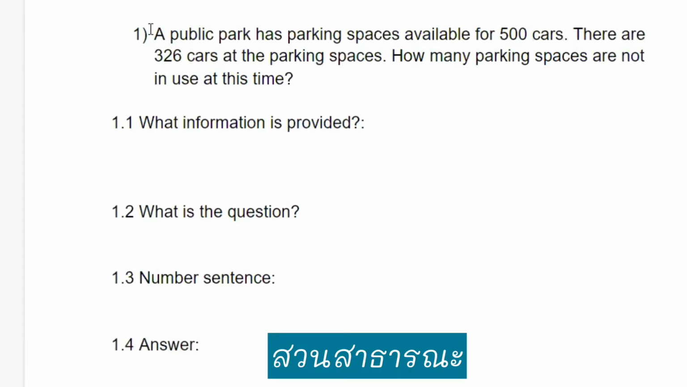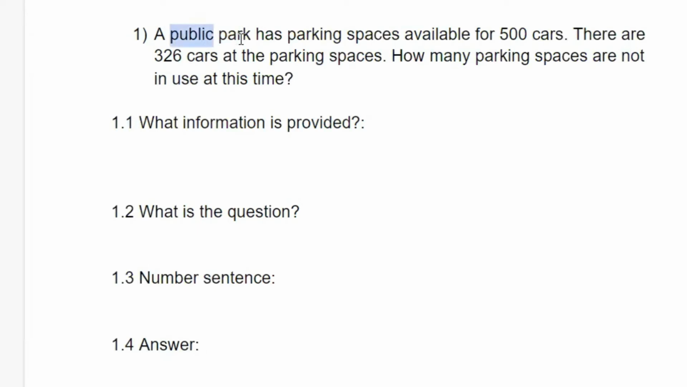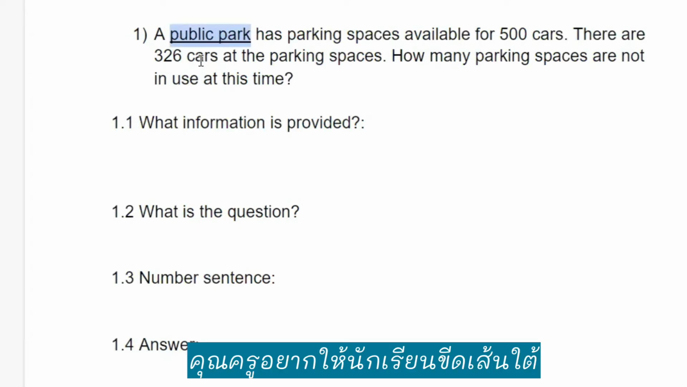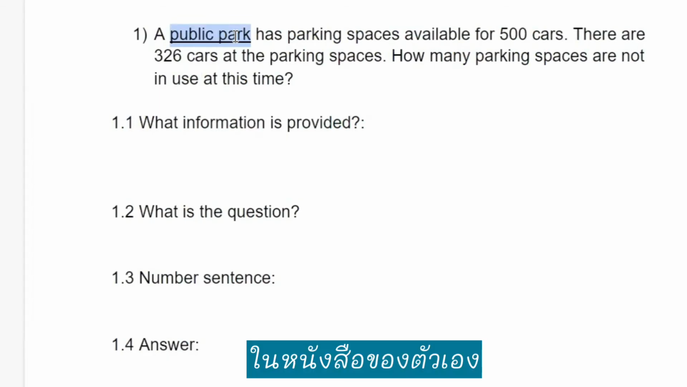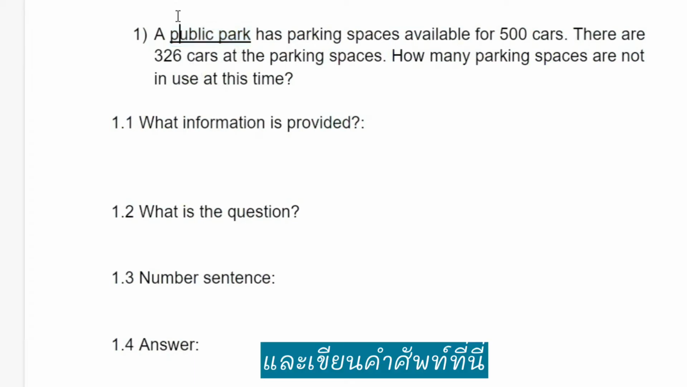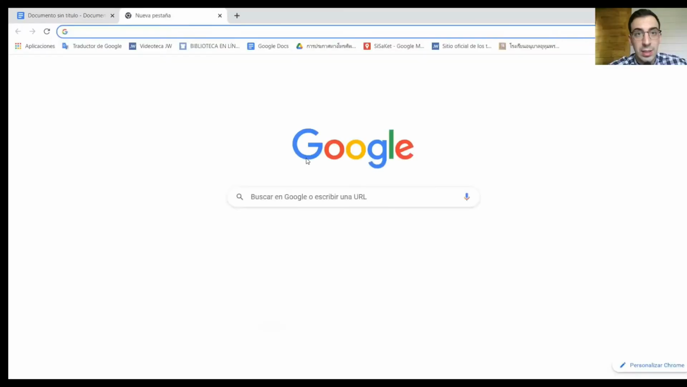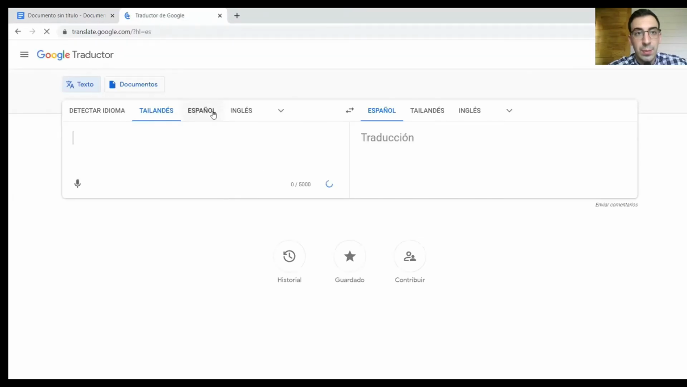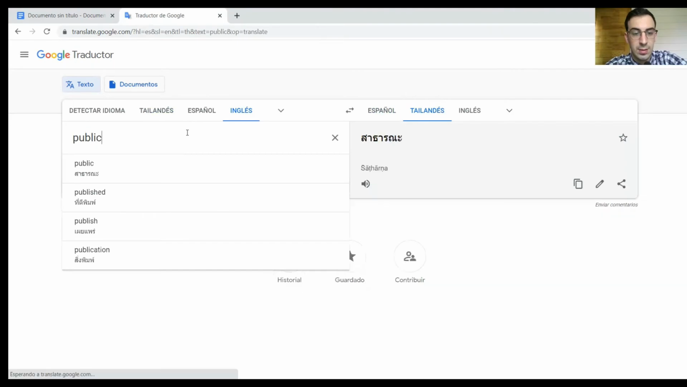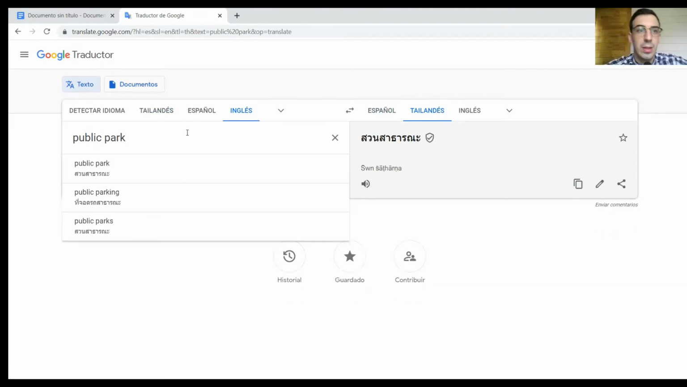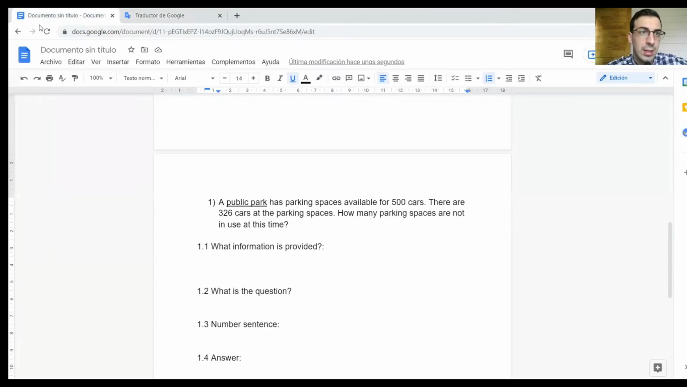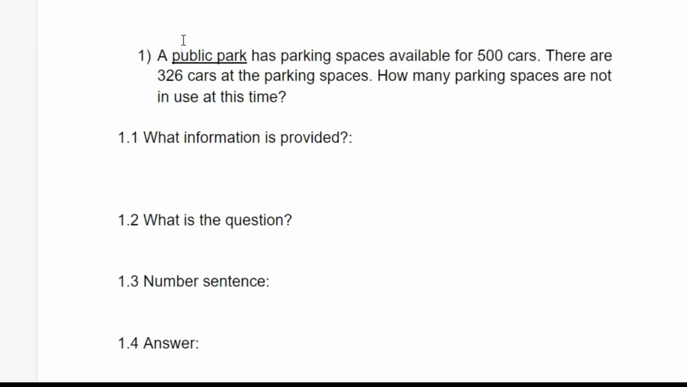In the word problem it said there is a public park. Do you know what it means, a public park? I want you to underline this word in your book, okay? And I want you to write the meaning up there. What does public park mean? Maybe you can see in the subtitles, you have the translation in Thai, สวนสาธารณะ. I want you to underline this word, public park, and write the meaning here.